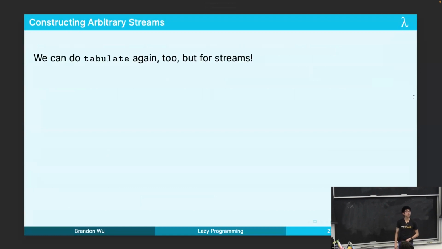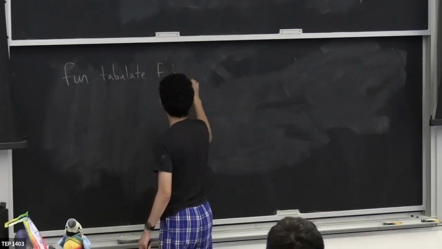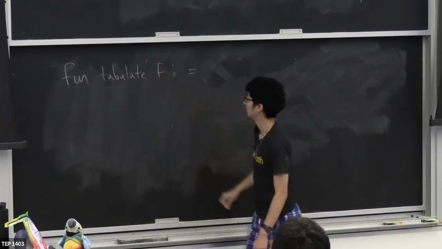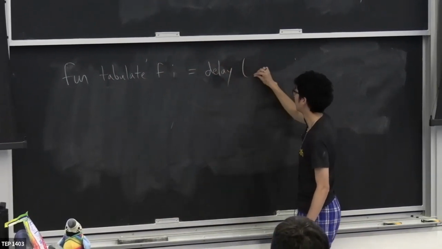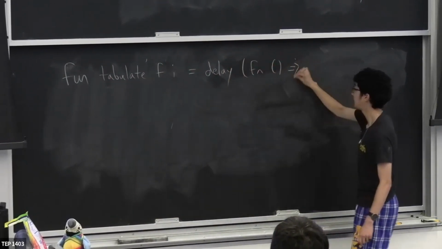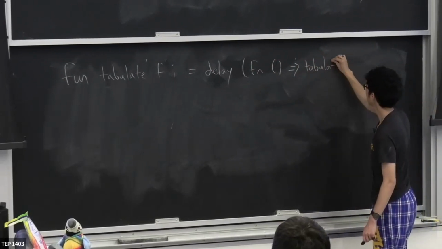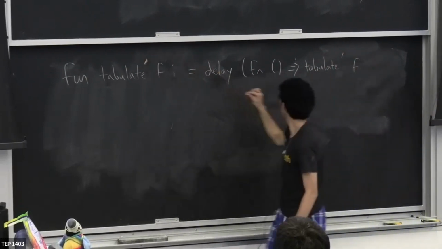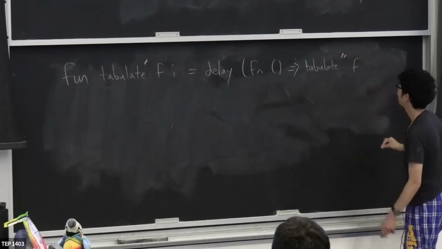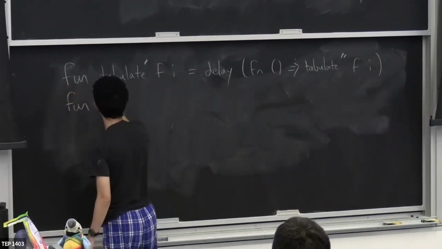Let's do tabulate again, but let's do it for streams. What we're going to do is something similar. If I wanted to do tabulate on a function, I would say f i, and this is going to be tabulate prime, actually, what we're going to find. And then this is going to be delay, the same stream.delay I told you about. I take in a suspension of an alpha front. So I say tabulate prime. Well, let's say this is prime prime, okay? Tabulate prime prime given f and i, where tabulate prime prime is responsible for coming up with the front, okay?